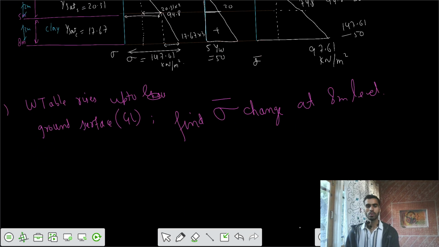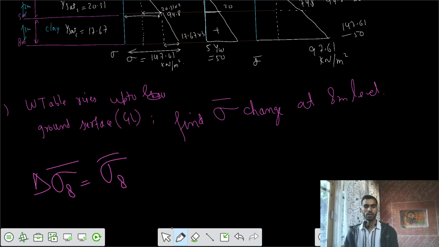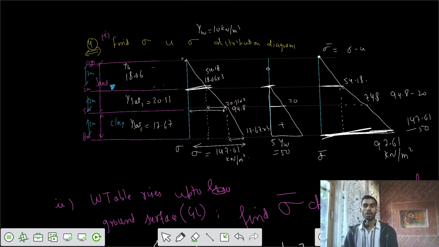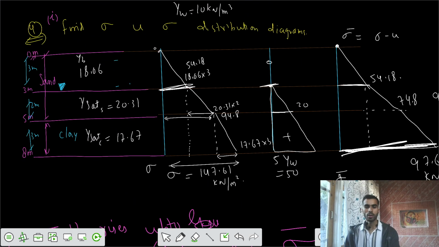We can directly calculate for the 8 meter level what the effective stress change is at that location. Initially, what was the value? The change in effective stress at the 8 meter level would be final minus initial. Your initial value at the bottom, the 8 meter level, is 97.61 kilonewton per meter square. Now we need to find the effective stress if the water table rises up to the ground surface.